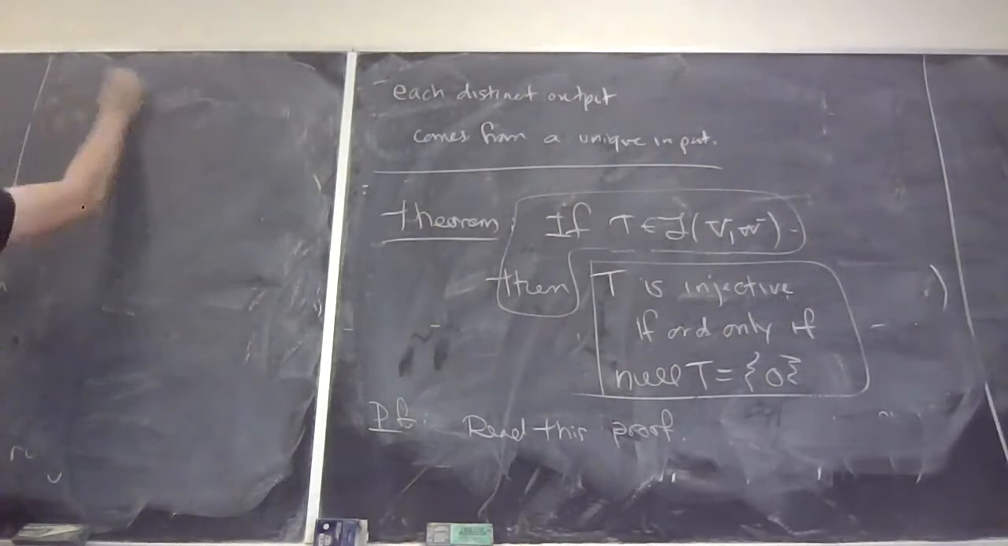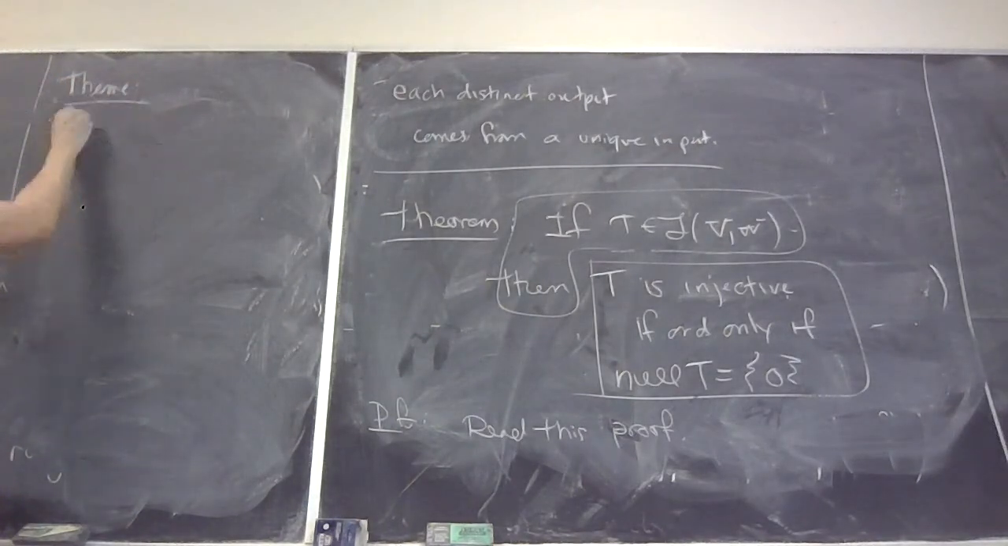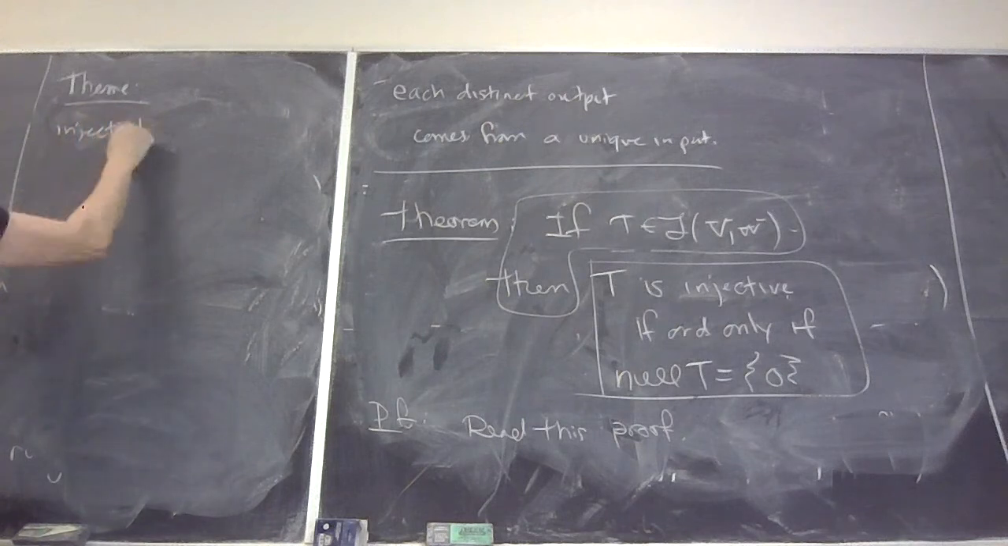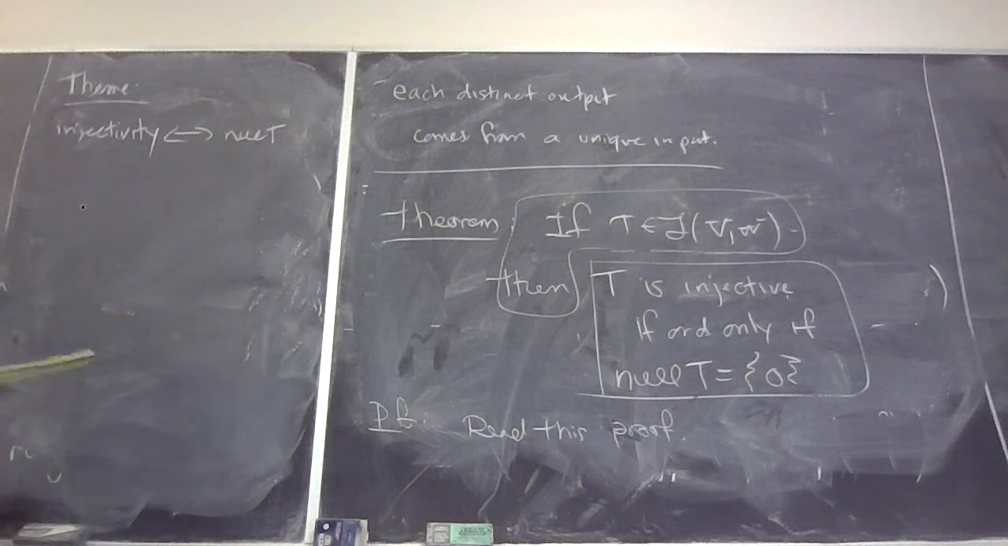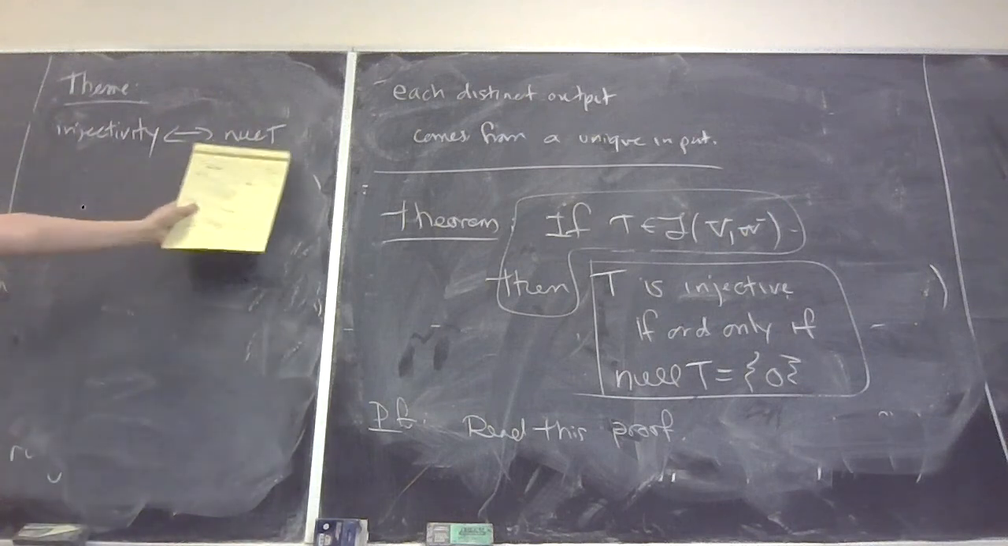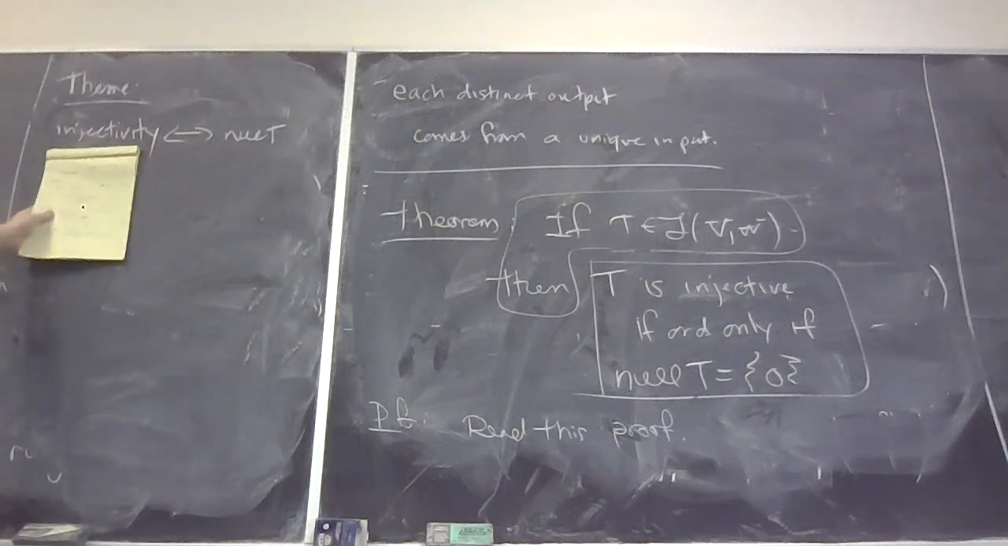The theme of this is that injectivity, one-to-oneness, is attached to the null space of T. So the null space of T, which is a domain condition, is attached to the injectivity of the function.